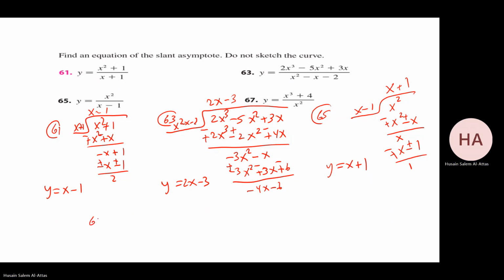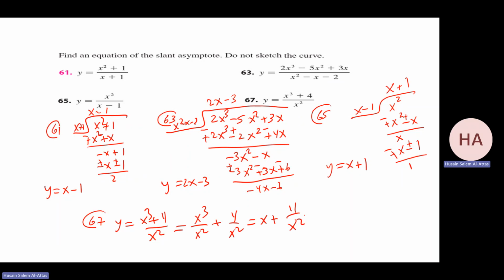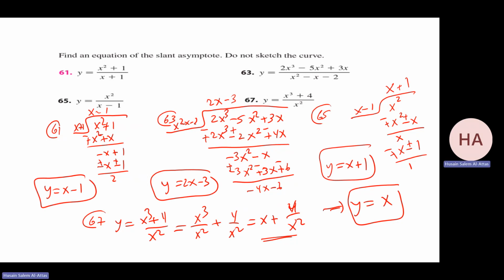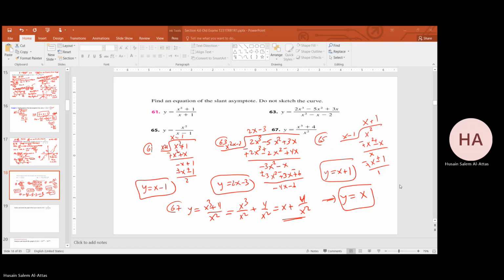Last one, which is actually an easy one. This one I can do right away. That will be x cubed over x squared plus 4 over x squared, that is x plus 4 over x squared. If I do the long division, I'm getting the same thing. So very clear, y equal x is my slant asymptote. These are the answers. Okay. I'll stop the recording. Thank you.